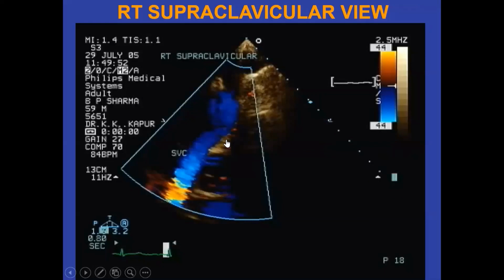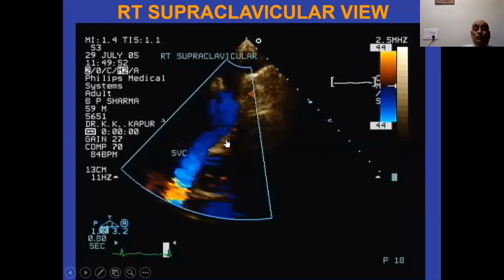Sometimes you are in a dilemma, because you are getting a lot of echogenic structures, which could be normal variants seen inside the left ventricle. You can get false tendons, for example, which are horizontal linear echoes going from the interventricular septum to the lateral wall. Those are called false tendons.